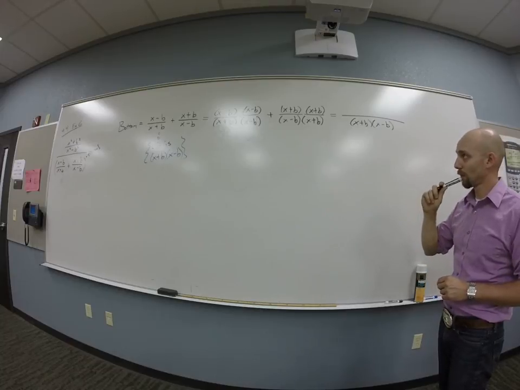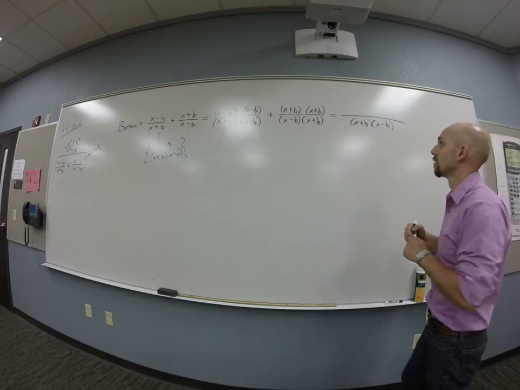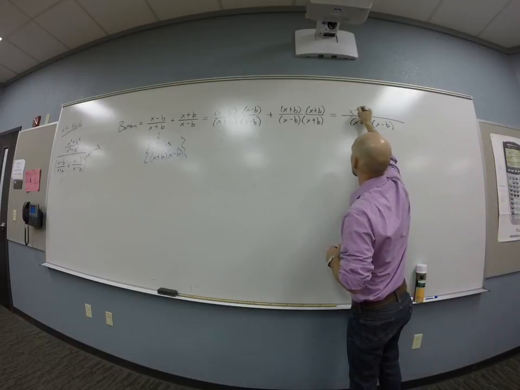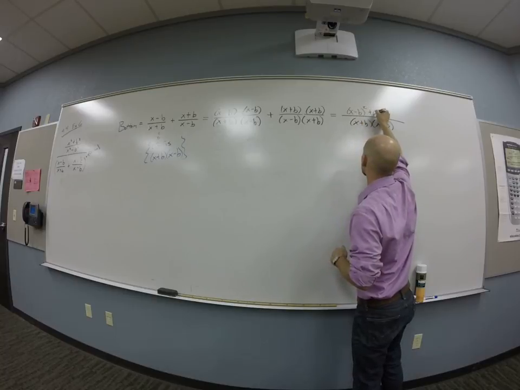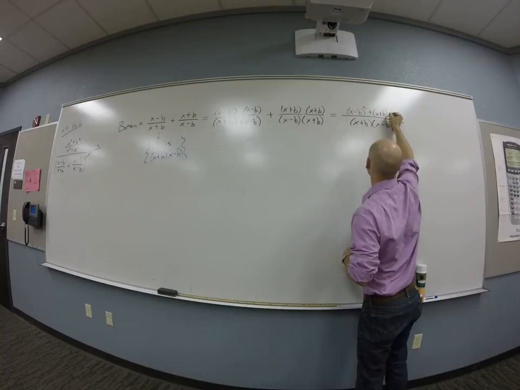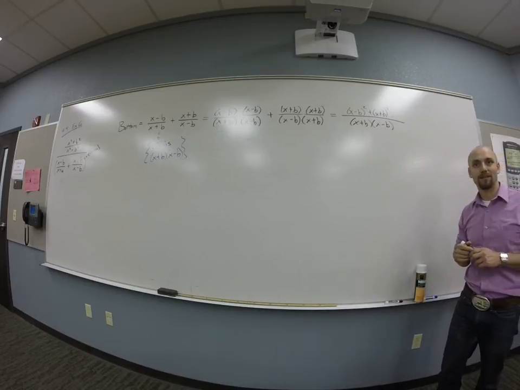What do we get on the top? x minus b squared plus x plus b squared. Yeah, right?